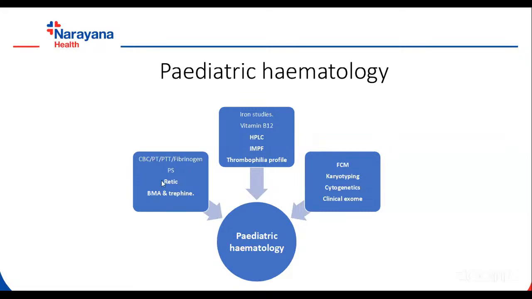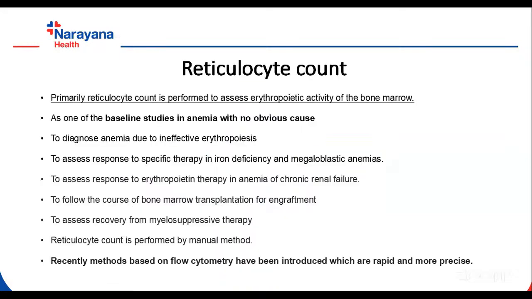So this is the basic investigation which ma'am had already elaborated: CBC, PT, APTT, fibrinogen, a peripheral smear, which is utmost important. It can give you the diagnosis right away, whether it is malaria, whether it is a leukemia, whether it is any hemolytic anemias at times. A retic, which is also important, a bone marrow aspiration, trephine, your basic iron studies, B12, HPLC, immature platelet fraction studies, a thrombophilia profile, and other more specialized tests like flow cytometry, karyotyping, cytogenetics, and clinical exome.